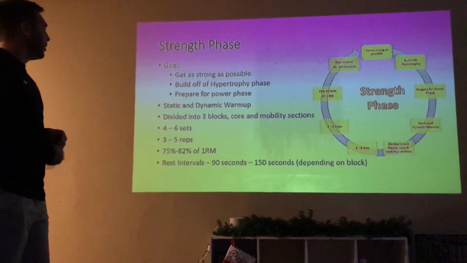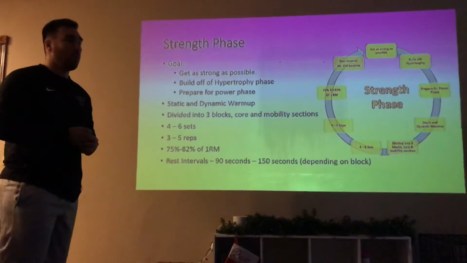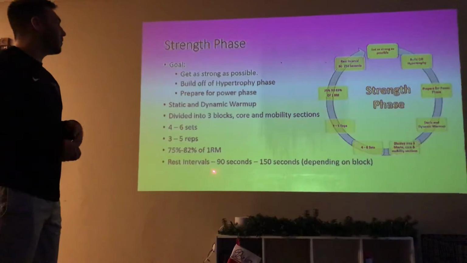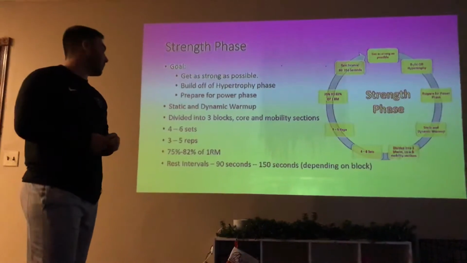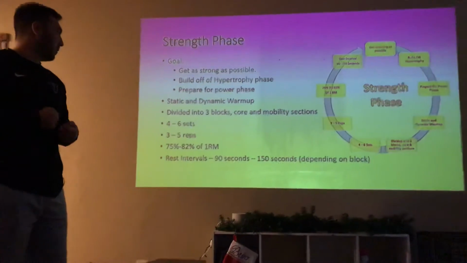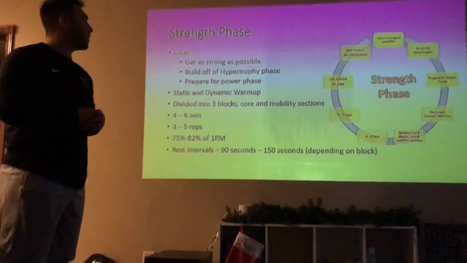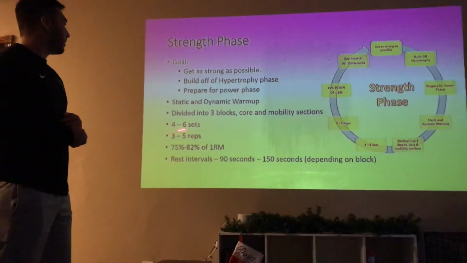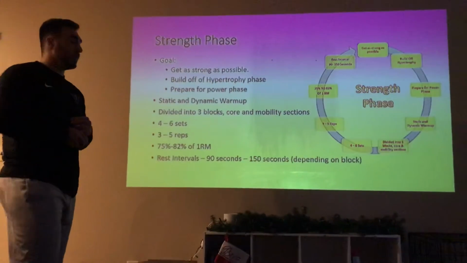With your strength phase, you want 4 to 6 sets, 3 to 5 reps, 75 to 82% of your 1 rep max. And your rest interval will still be the same as the hypertrophy phase of 90 seconds to 150 seconds. But this is where kids start to break down. You build them up mentally, you make them mentally tough, everything like that. Because if you do 6 sets of 3 or 4 reps of heavy weight, it's gonna break your player down.